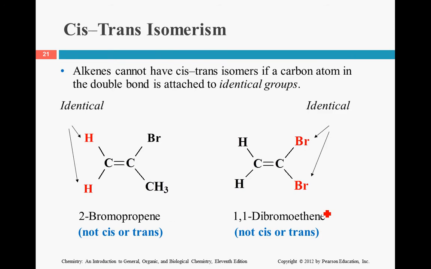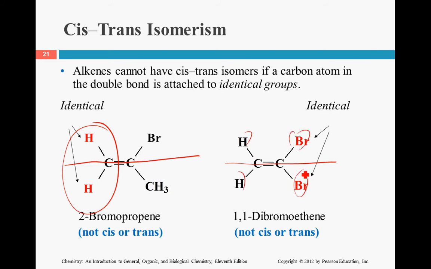In order to have a cis-trans configuration, you can't have the same side of the carbon being identical. There is no cis and trans here because remember we draw the line through the double bond, not up and down, but from left to right. So we draw it here. This can't be a cis or trans because both of these have hydrogens and both of these are bromines. So there's not one that's more dominant than the other.